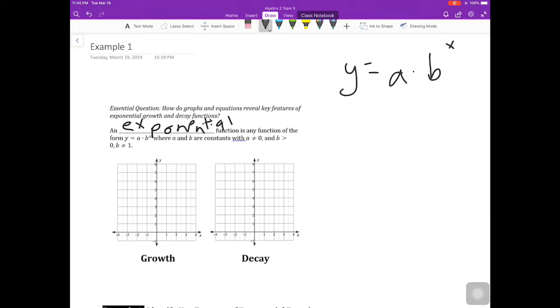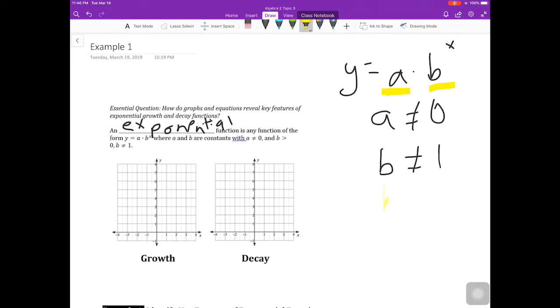And there are limits on the domain of a and b. A cannot be 0, because if you have 0, then you're multiplying the whole expression by 0, which is just going to give you 0. And b can't equal 1, because if b equals 1, then you're multiplying that constant a by 1 over and over again, which doesn't change it. That's just a constant function, not exponential.